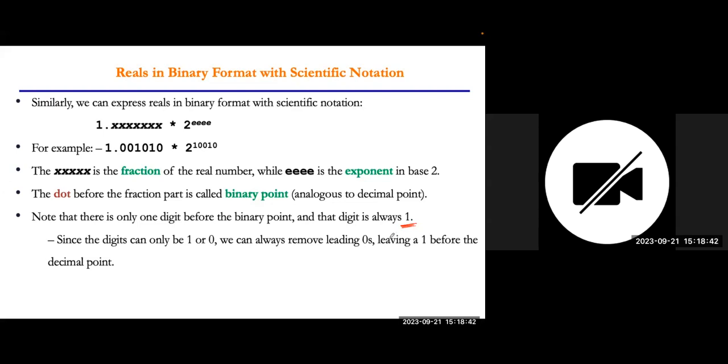Whereas in decimal, there will be only one digit before the decimal point, and that digit is always in the 0 to 9 range. Since in binary we use only the digits zeros and ones, we can always remove the leading zeros, leaving a 1 before the point. Sorry, the decimal point in the decimal one, and the binary point in the binary real representation.